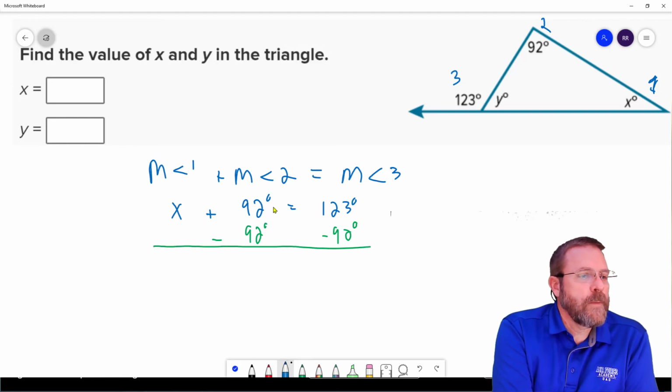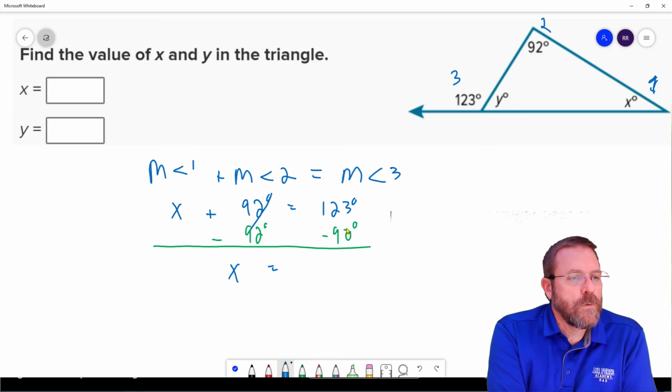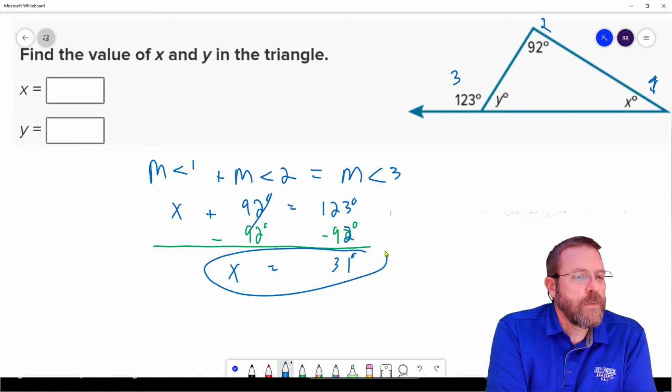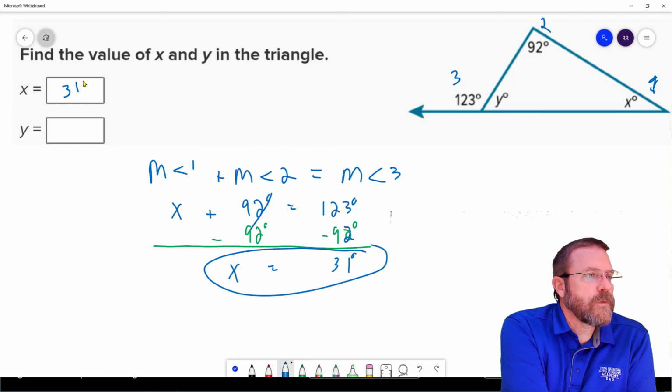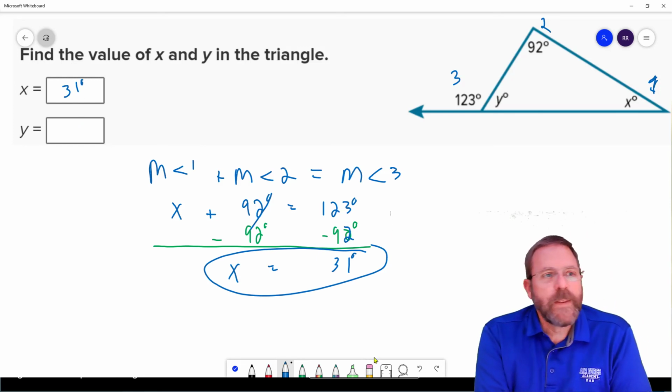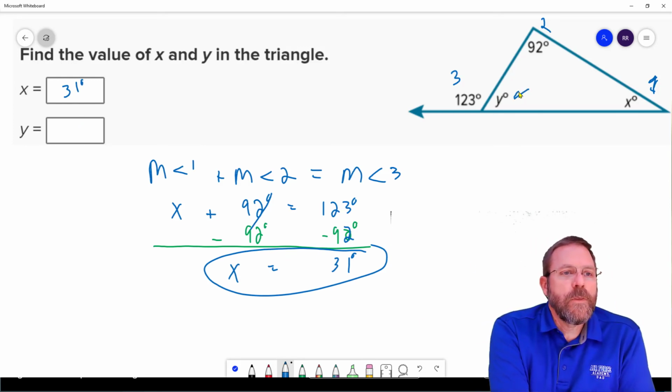When we do that, those are going to zero out, leaving x is equal to, do some subtracting. 3 minus 2 is 1, 12 minus 9 is 3, so the number that's going to go here is going to become 31 degrees. Next, we need to find out this value.